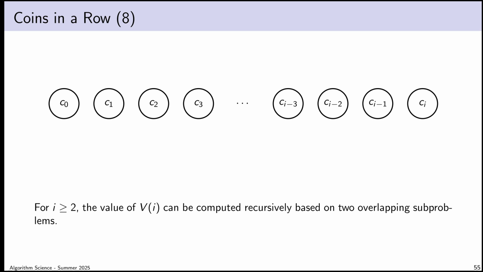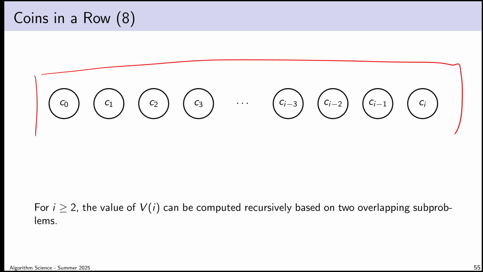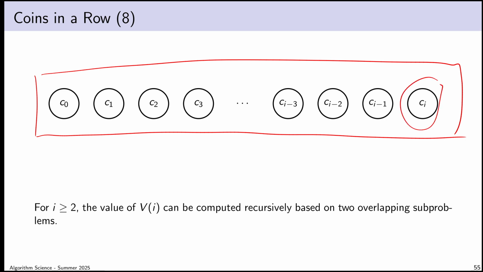So for i greater than or equal to 2, I can compute Vi recursively, and I can sketch briefly how I do that before I go forward in the slides. So suppose I want Vi. Vi would be the maximum value I can obtain from coins C0 through Ci. There are pretty much two cases. Either I pick up coin Ci or I don't. So either coin Ci is out or coin Ci is in.